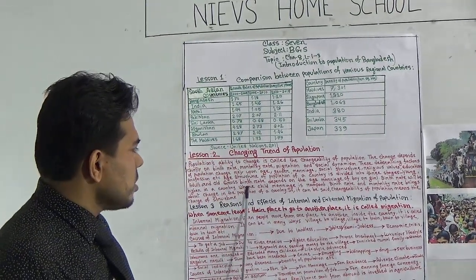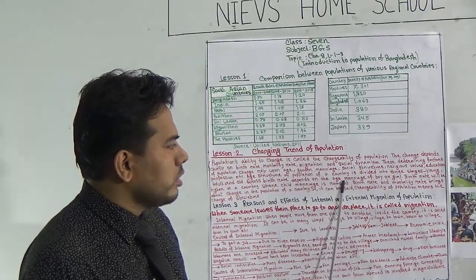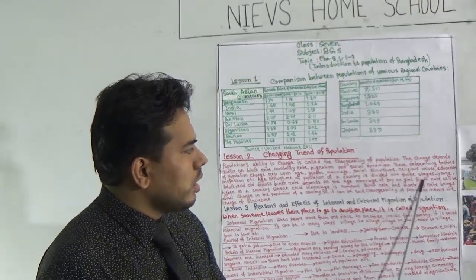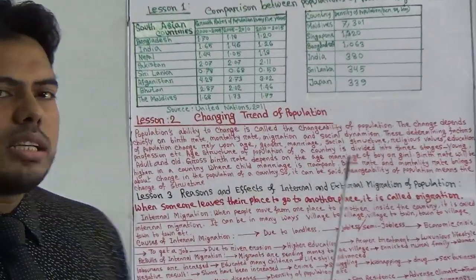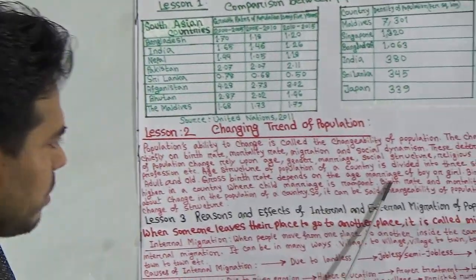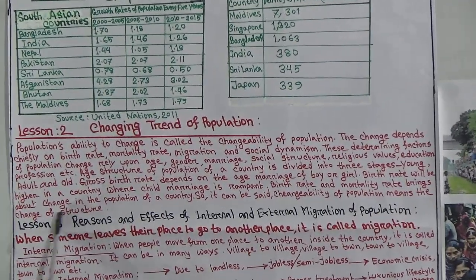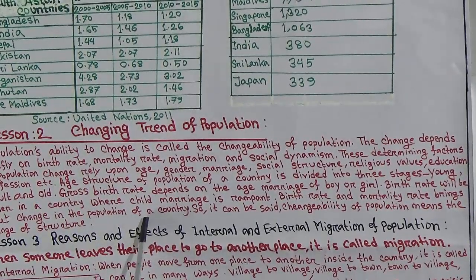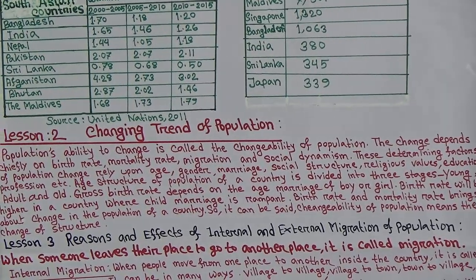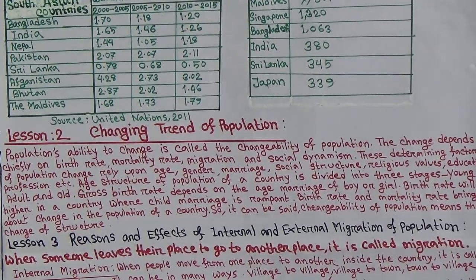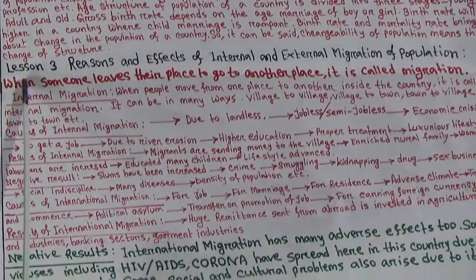Next, gross birth rate depends on age and marriage of boys or girls. Birth rate will be higher in a country where child marriage is rampant. Birth rate and mortality rate bring about a change in the population of a country. So it can be said that changeability of population means the change of structure. Next, go to the next lesson.